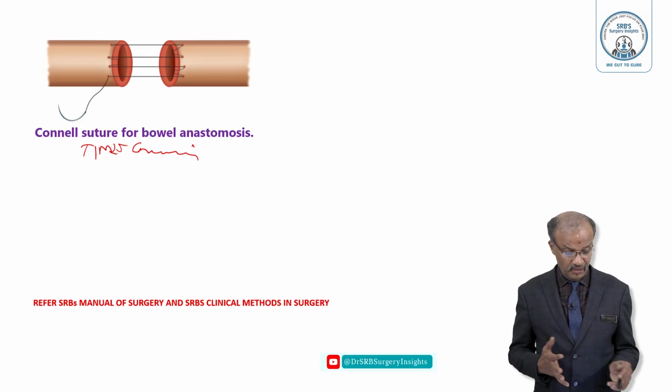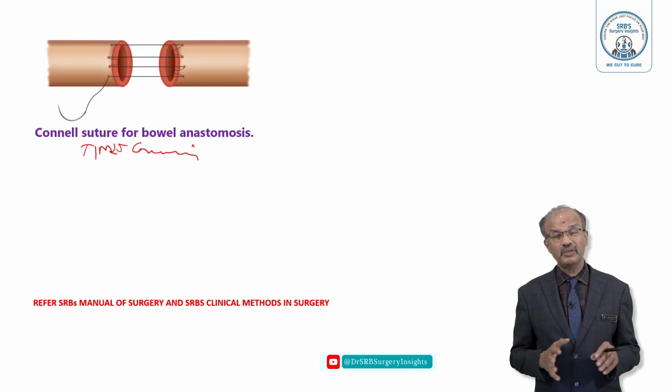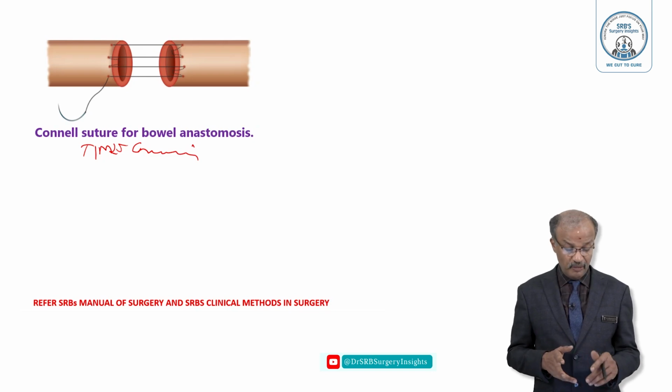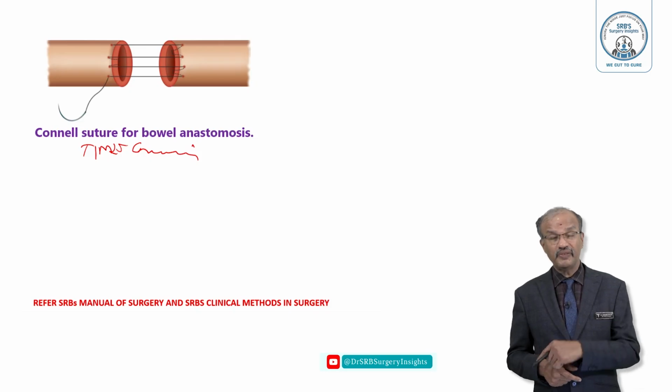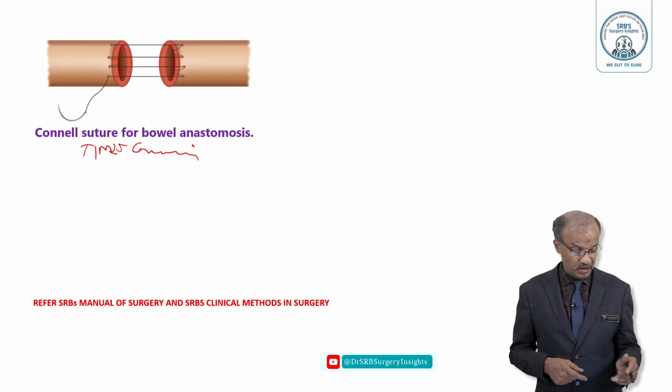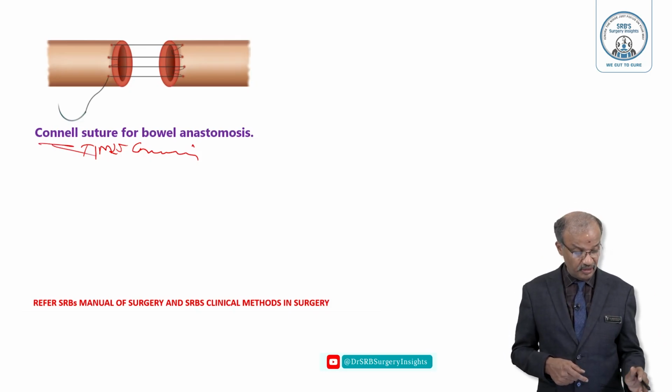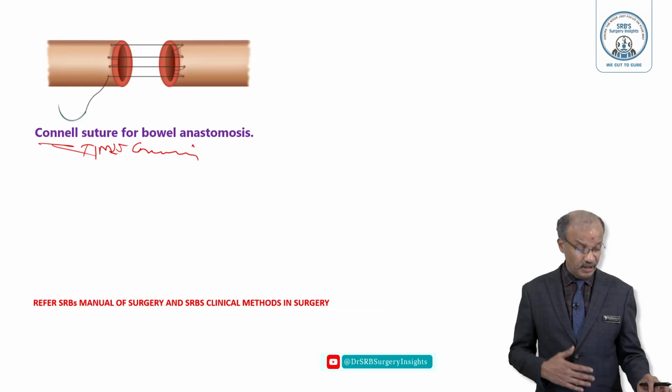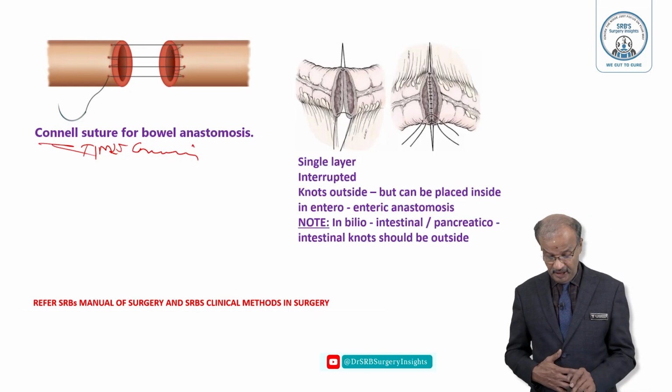So Connell is good for you to prevent inversion and to have a better apposition, but time consuming. Inside out, outside in. Always take the bite from the same side of the bowel, then loop it on the opposite side. That's exactly the principle. Connell suture is a very good suturing technique actually. And single layer is important.